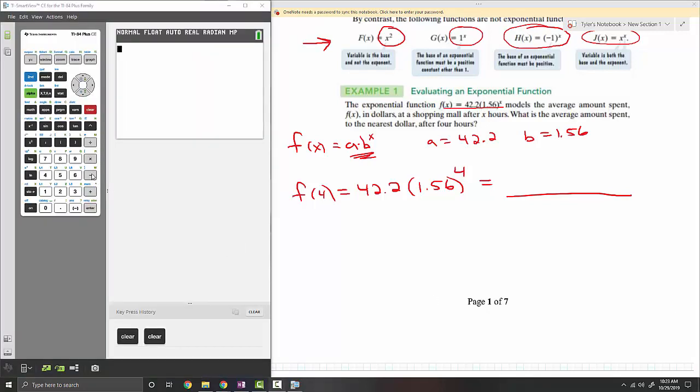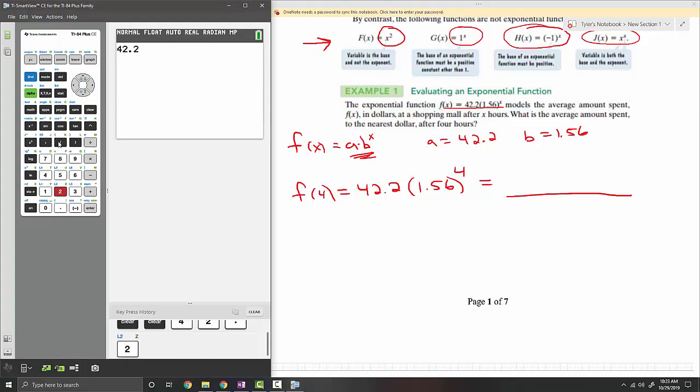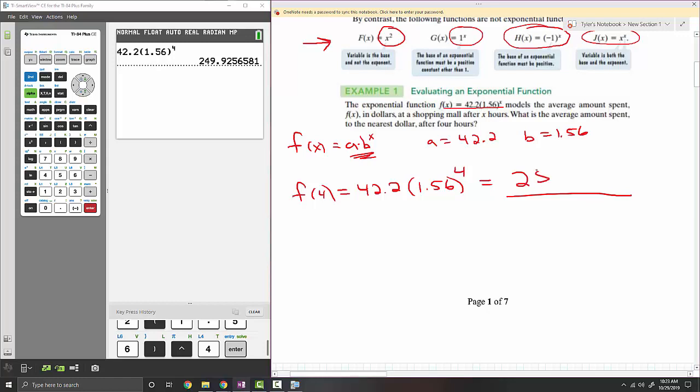All right, so I have my graphing calculator downloaded on this computer now, so we can just type this in, right? 42.2 times 1.56, all raised to the 4th power. We can get this amount, and we get this 249 number, right? So it asks us to round to the nearest dollar, right? So this number rounded to the nearest dollar, of course, would be 250, right?